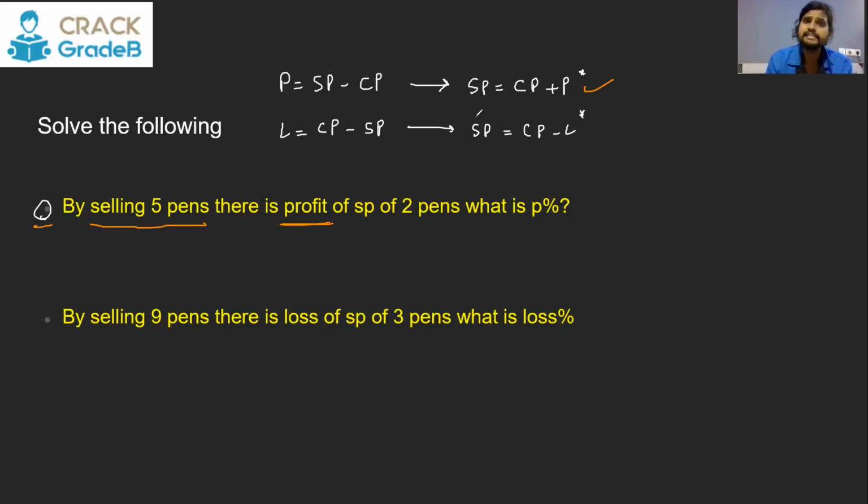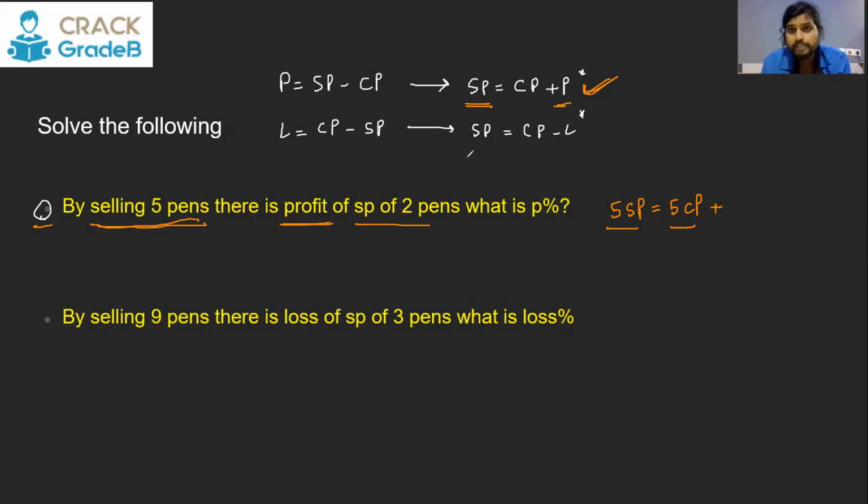You just have to write in this form. By selling 5 pens, it says, so instead of SP you will write 5 SP is equal to 5 CP plus profit. Because what this statement basically means is your entire selling price is equal to your entire cost price plus your profit. So if you are selling 5 pens, the selling price of those 5 pens will be equal to the cost price of those 5 pens plus profit.